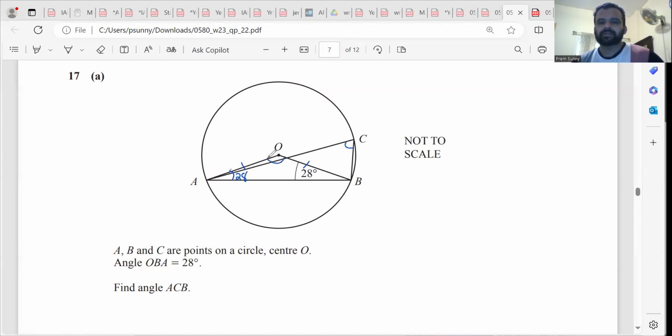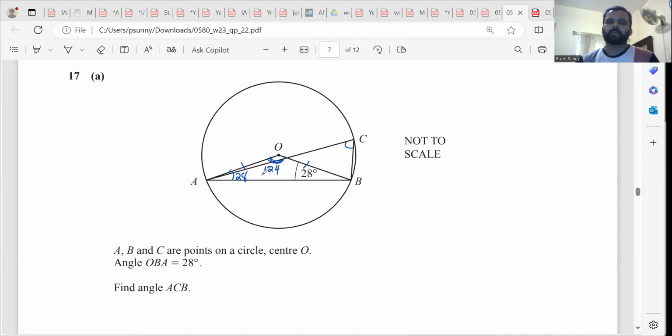In a triangle, the sum of the angles is 180. So from 180, you subtract 28 and 28. Basically 28 plus 28 is 56. So from 180, you subtract 56, you will be getting 124.